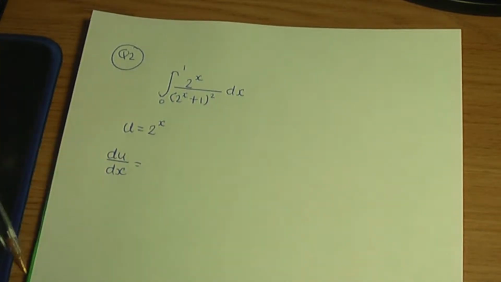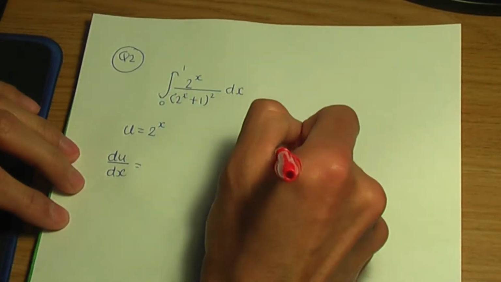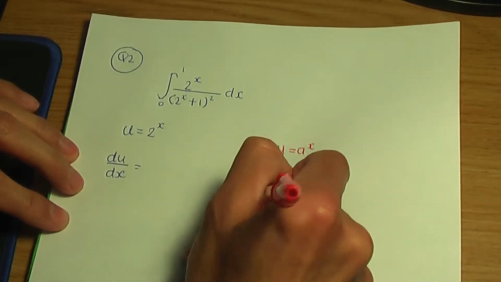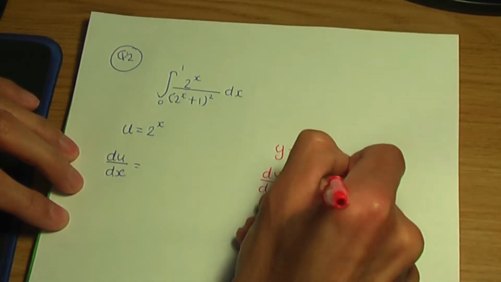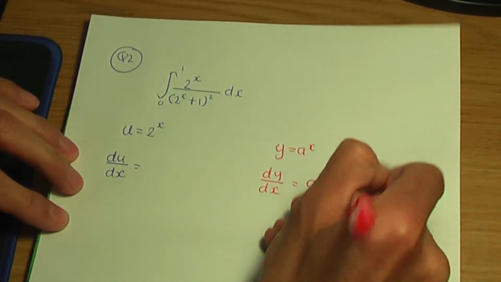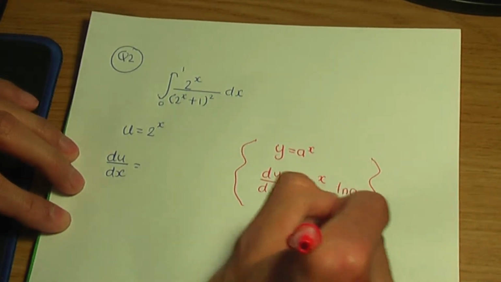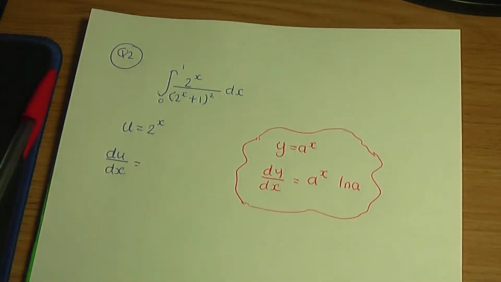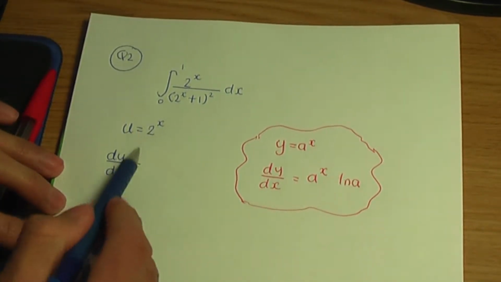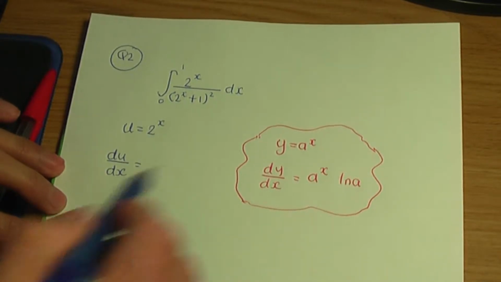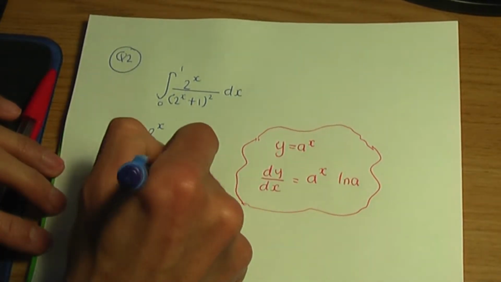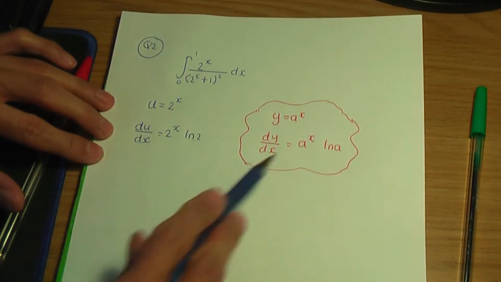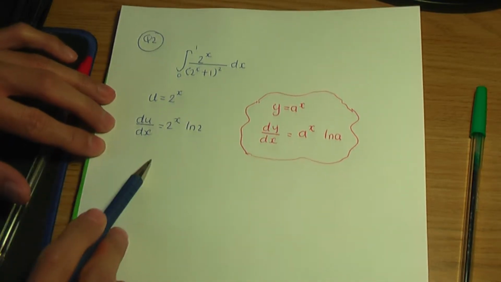Now to differentiate 2 to the power of x, there is a result. If y equals a to the power of x, dy over dx will be a to the power of x multiplied by ln a. So this is the result that we need to use in order to help us with the substitution. Applying this result, if u equals 2 to the power of x, I'll get 2 to the power of x times ln 2. So that is how you would handle the derivative.